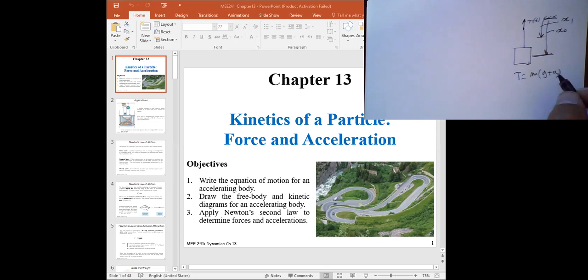So the minute that you want to move the elevator, it will actually develop acceleration. When an object moves from rest, the velocity is going to change. Because the velocity was 0 and now it's moving, it will have some velocity, therefore it will have some acceleration. And as a result of the acceleration, the tension will change.